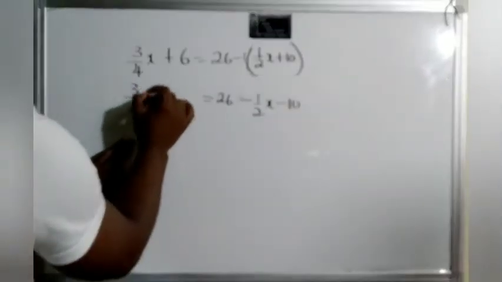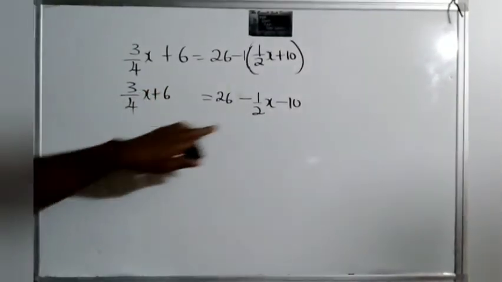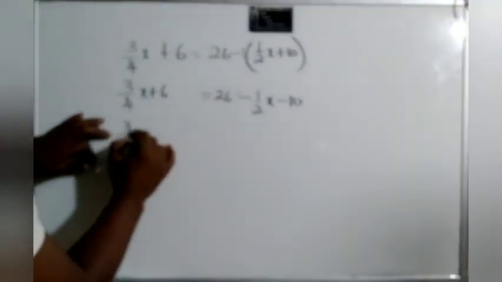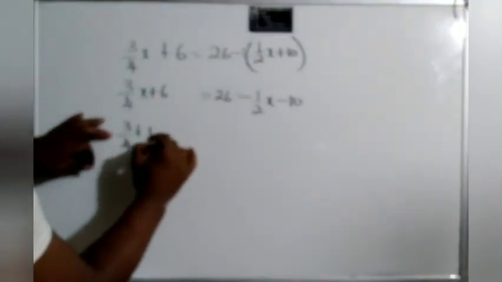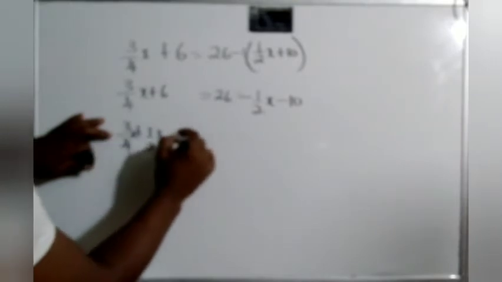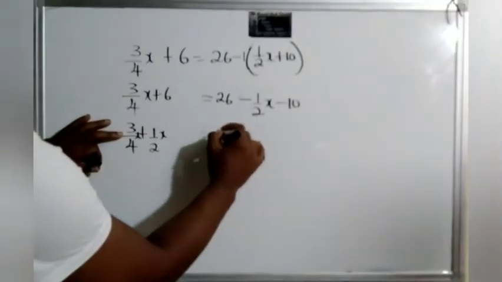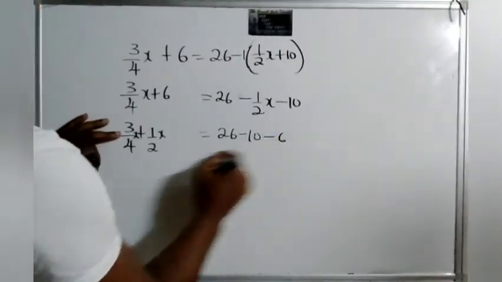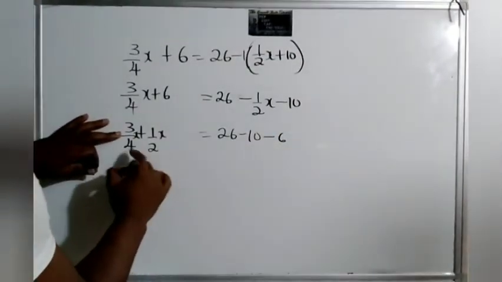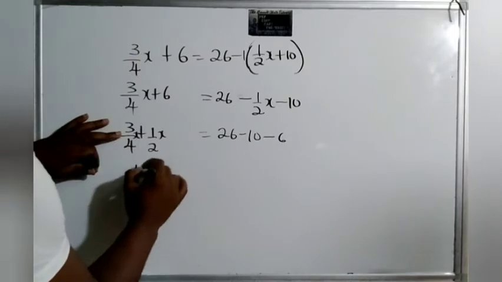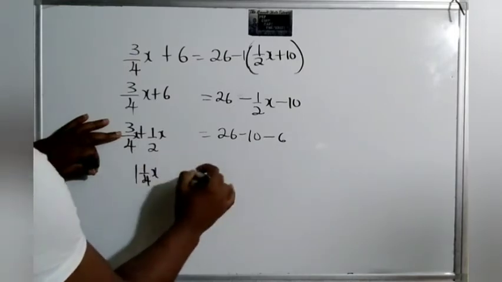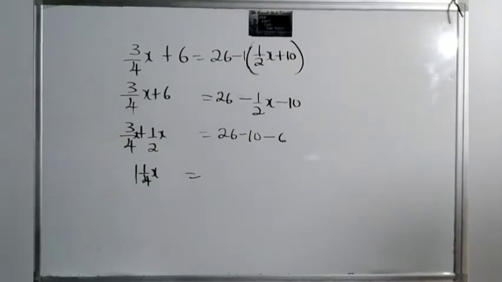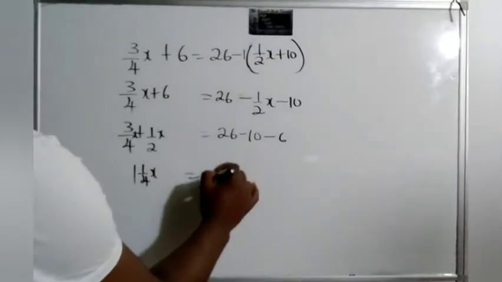So easy. What we need to do is bring over this. We need to add the x terms together. So we have 3/4 x plus half x is equal to 26 minus 10. Carry over this 6, it becomes minus 6. So this will give us 1 1/4 x is equal to 26 minus 10, that's 26 minus 6, so that's 10.